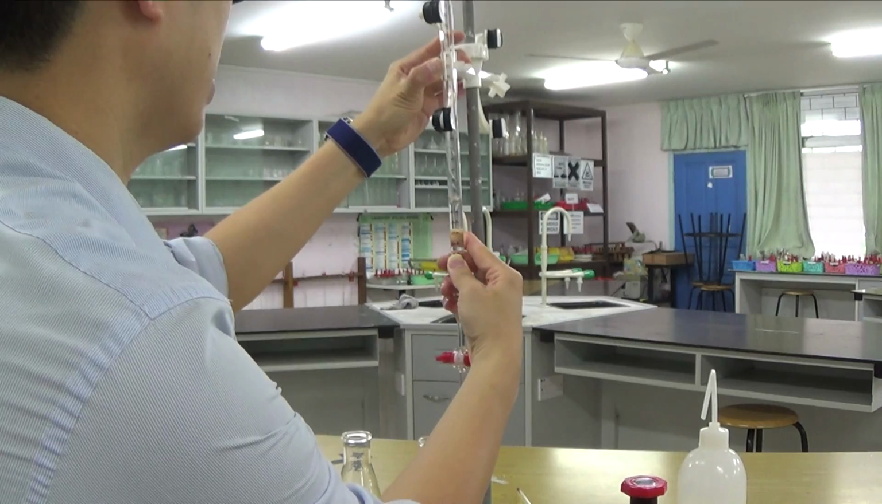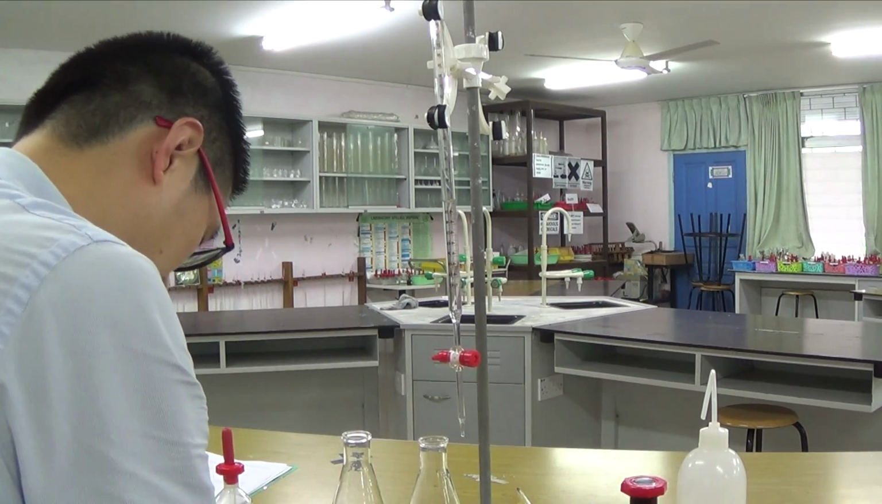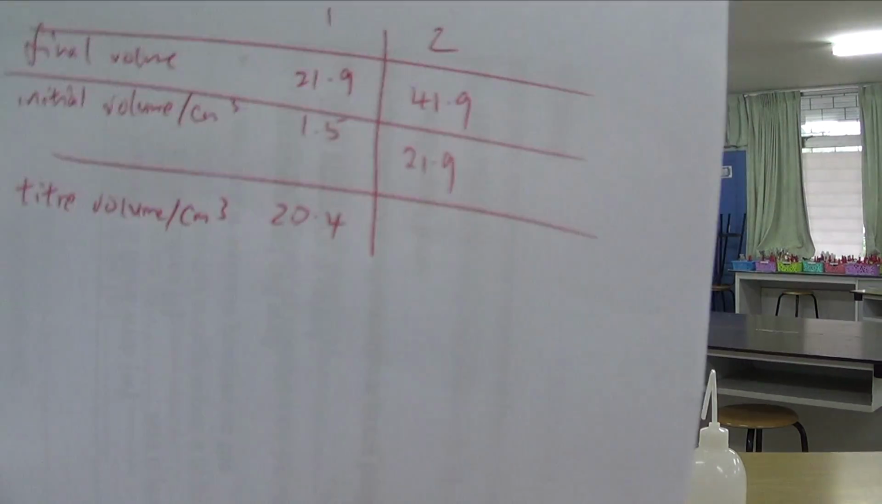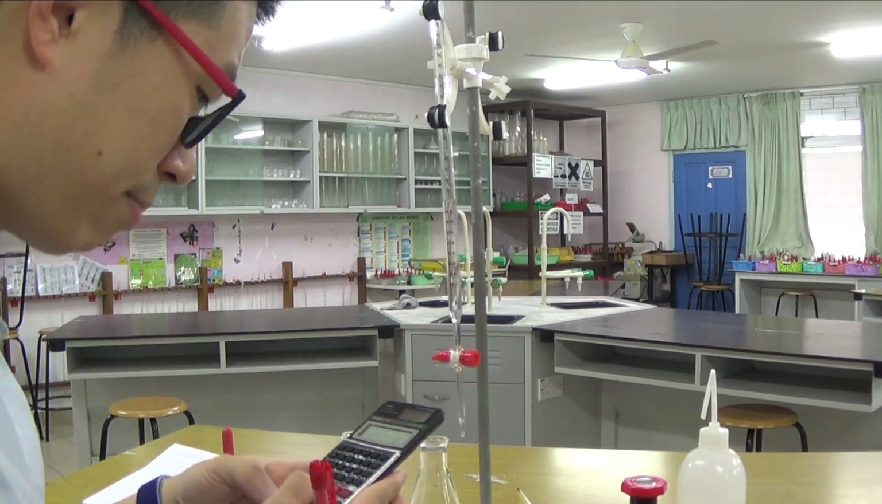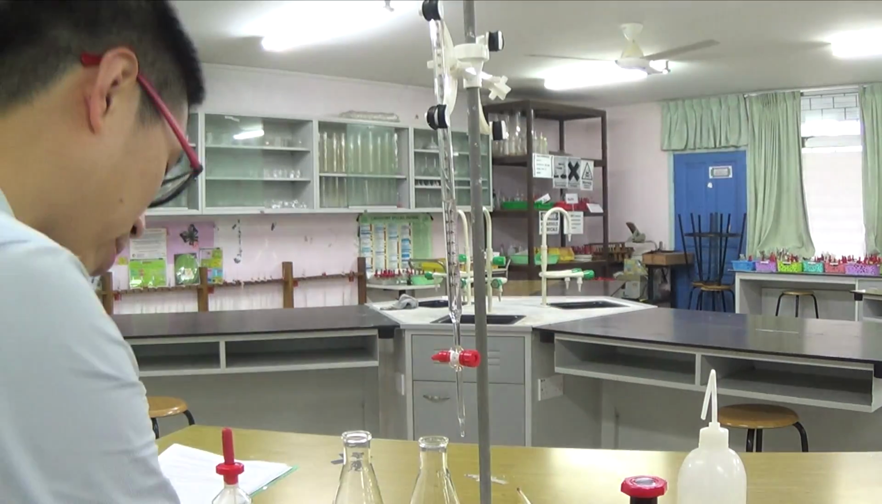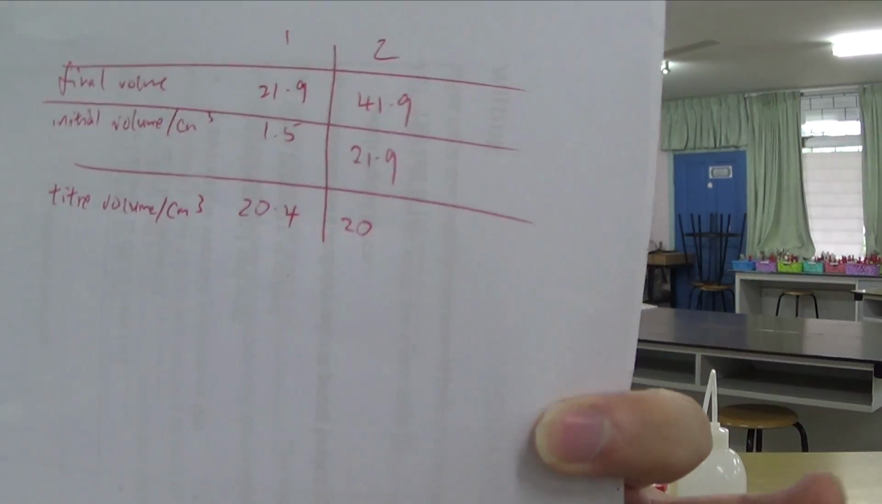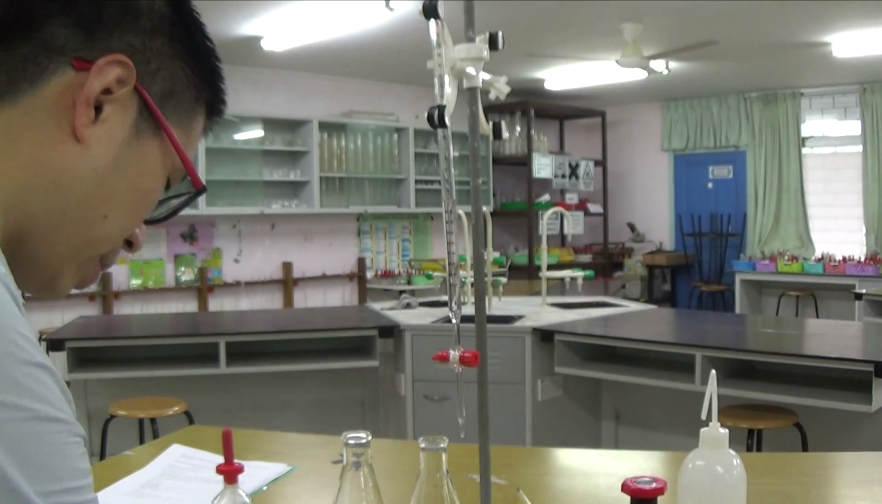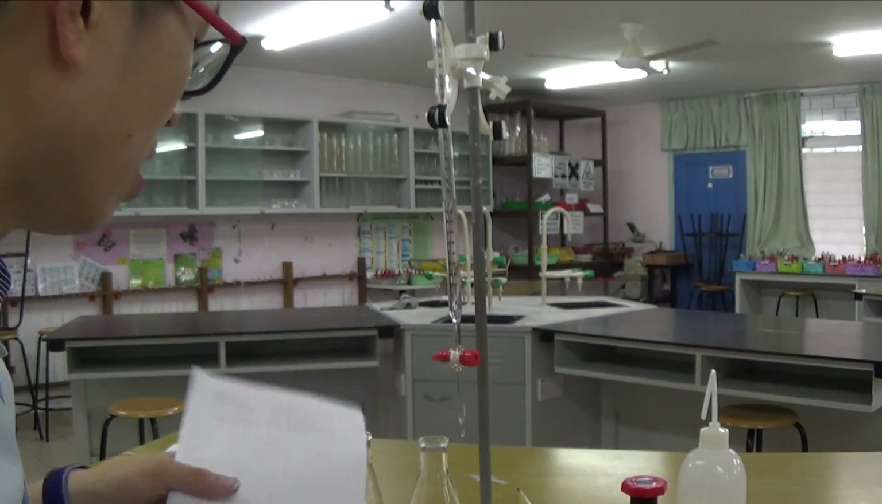So what do I have there? 41.9 for my final titre, minus 21.9. This is what my calculator showed me, 41.9 minus 21.9. This is what the calculator will show you. If you write this down as 20, you will have made a mistake because your calculator cannot think on your behalf. It's still a burette titre. It has to be to 1 decimal place, at least for this 14 to 16 years old, O-level, IGCSE, GCSE curriculum. And if you're doing A-levels, you will have to do this to 2 decimal places.